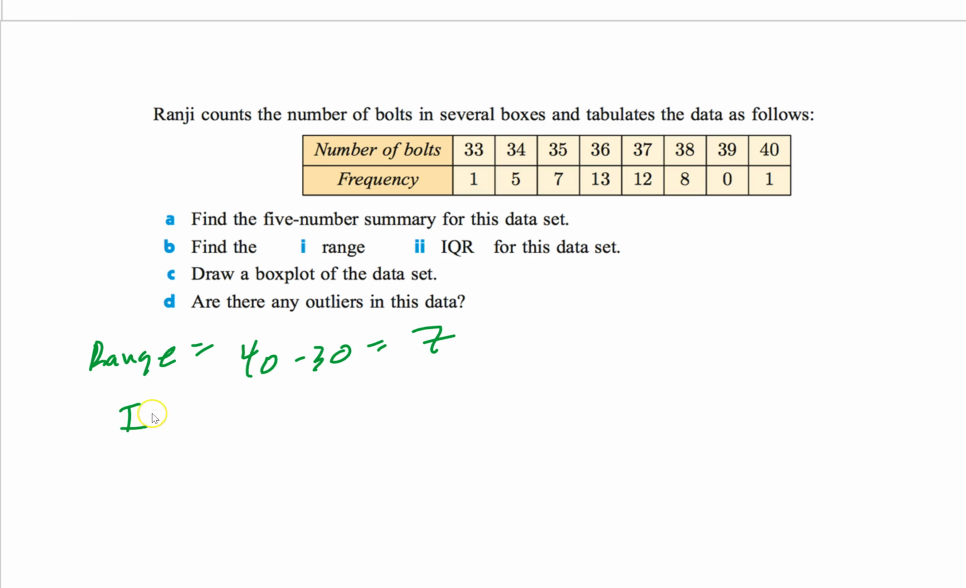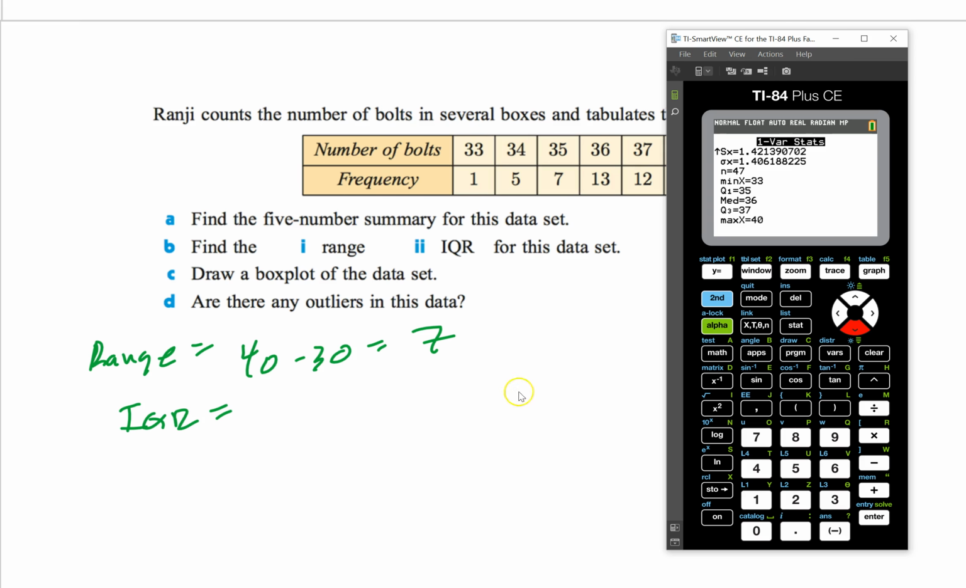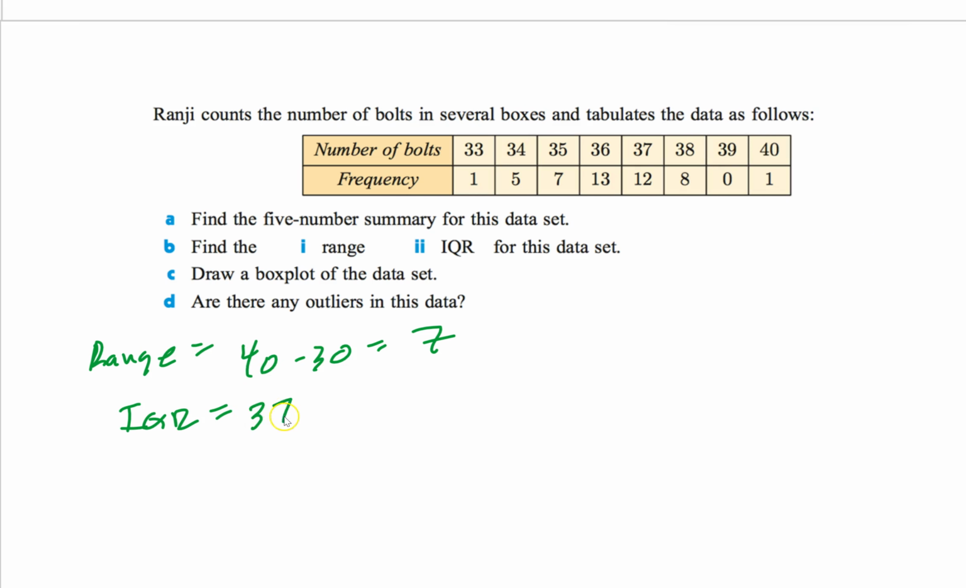The IQR, I need my calculator back. So it's going to be Q3 minus Q1, so 37 minus 32, sorry. Let's do the math in my head. 37 minus 35, because this was Q3 and Q1, so just 2. So it's very bunched together. Most of the data falls within 2 of each other.